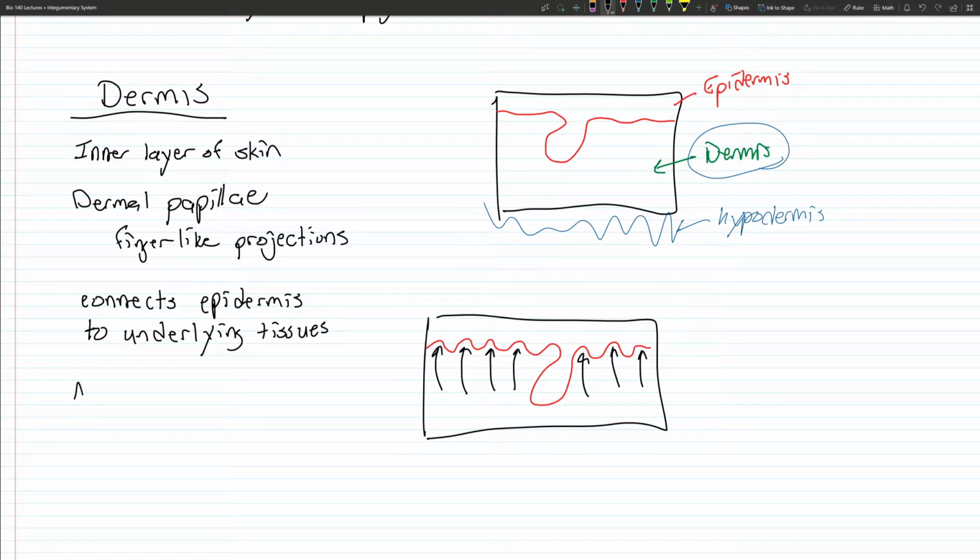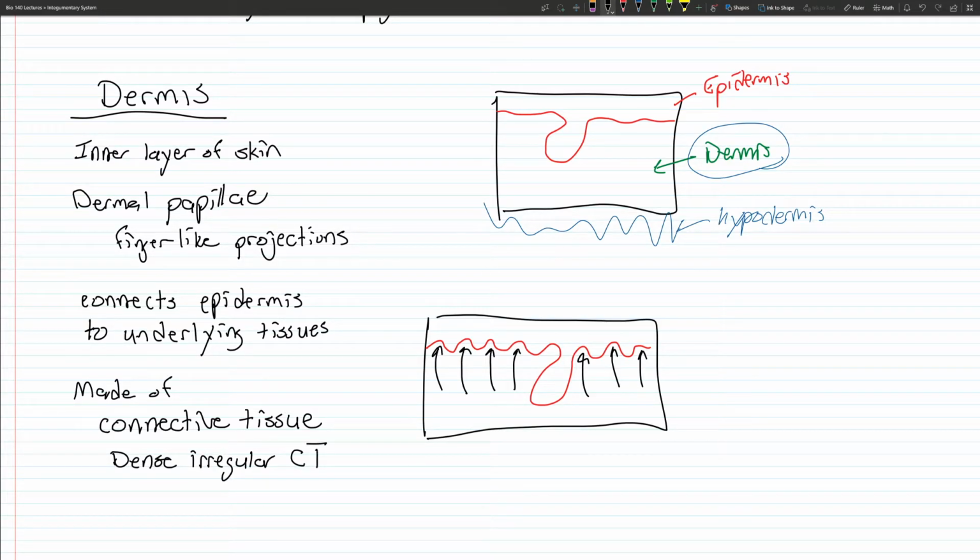It is made of a special type of tissue called connective tissue. Okay, specifically called dense irregular. CT for connective tissue. It is connective tissue, specifically dense irregular connective tissue itself.